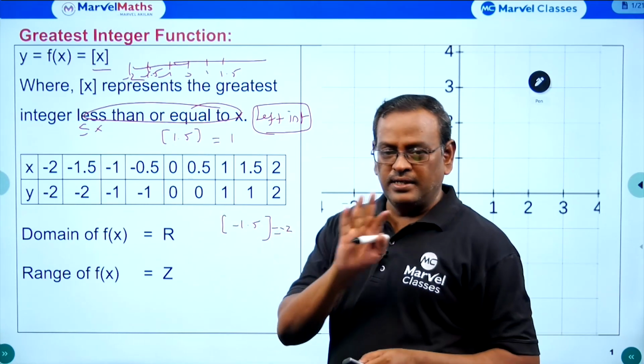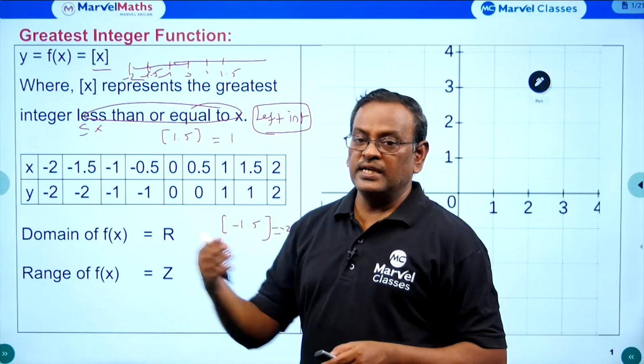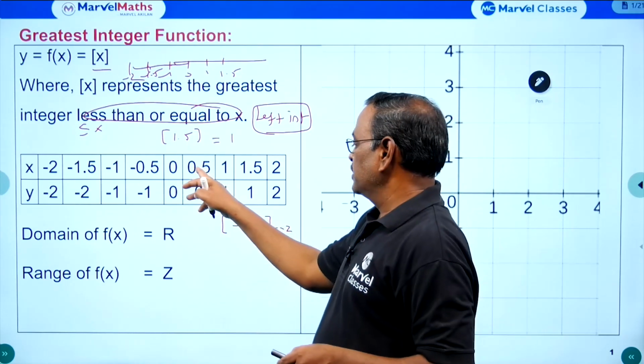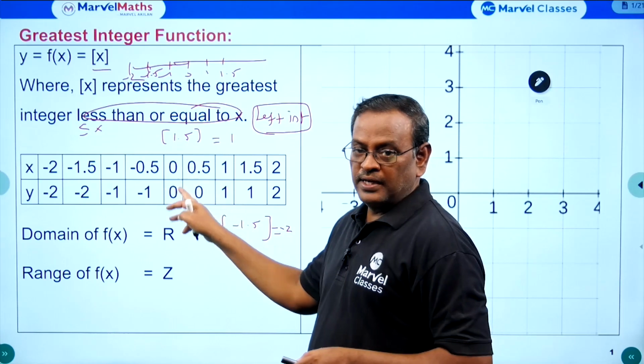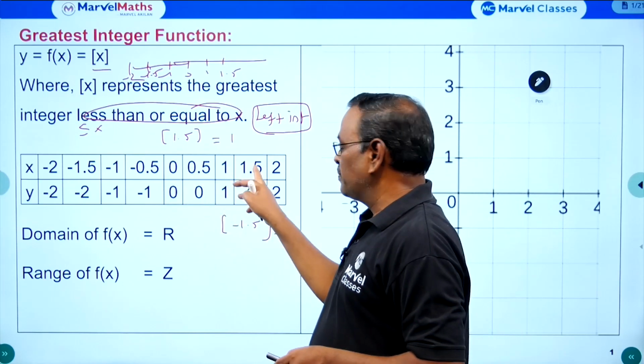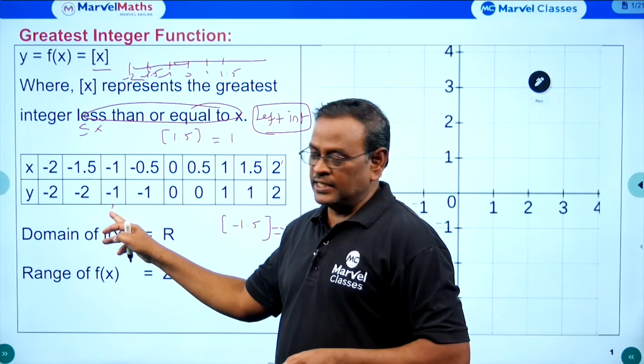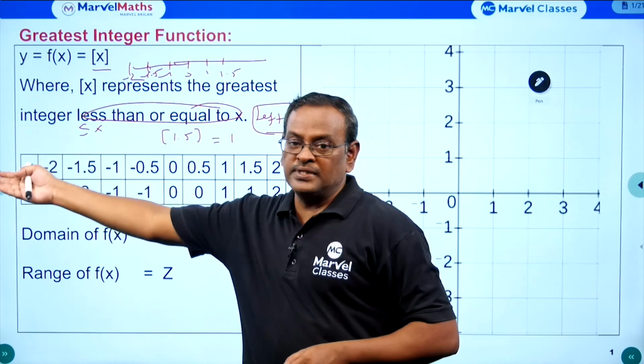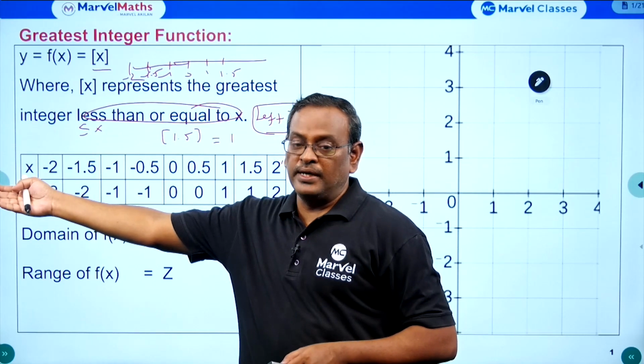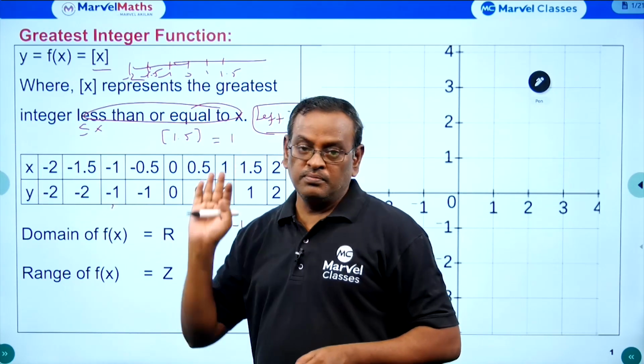When x equal to 0, the value is 0. For all integer values it is the same. For decimal values take the left side integer. For 0.5, what is the left side integer? 0. For 1.5, it is 1, and for 2, it is 2. Similarly minus 1 is the same because it is an integer, and minus 1.5, what is the left side integer? Minus 2, and minus 2 is minus 2.